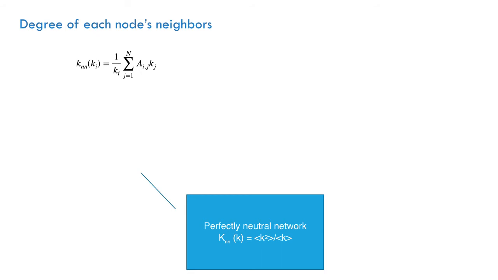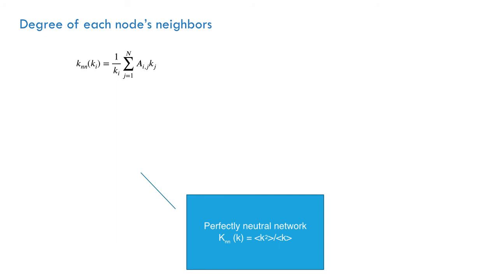degree of its neighbors. In the first example on the right, we have an assortative network. Here we see a positive linear slope, and note that the x and y axes are both on a log scale. When we have a positive slope, that means we have a positive value exponent that's being used to generate this pattern.